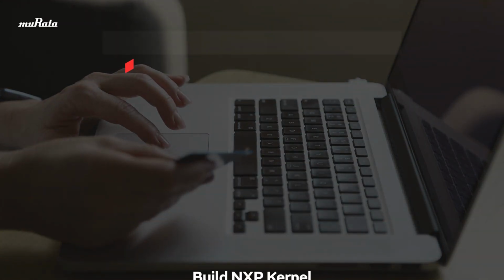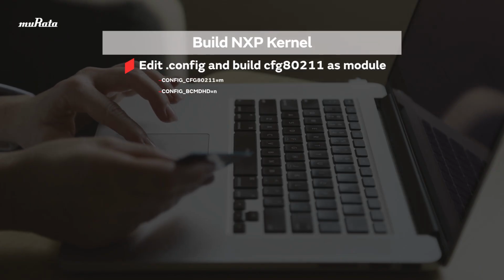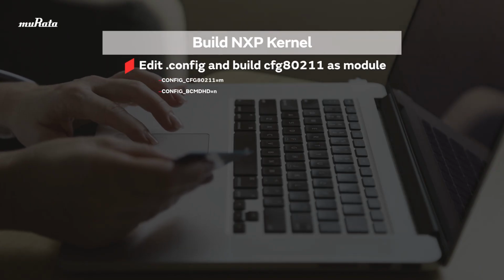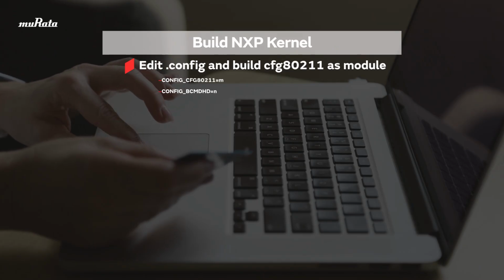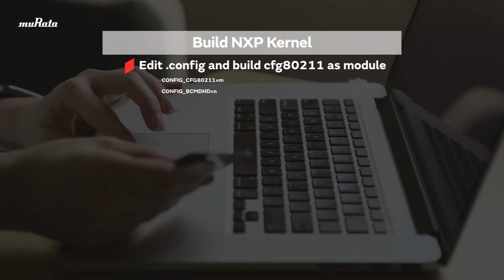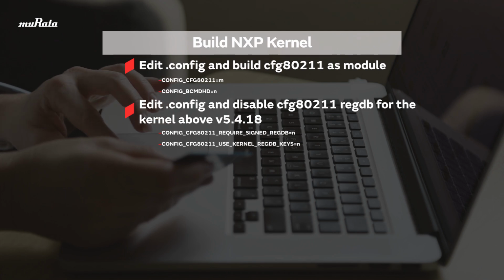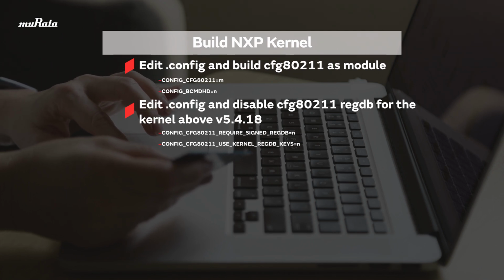Now we adjust the kernel configuration to make it compatible with FMAC. First, the wireless configuration is modified so that CFG 802.11 is built as a loadable module. This is required because FMAC provides its own backported wireless stack. Next, regulatory database signature checks are disabled to avoid conflicts with FMAC's regulatory handling.